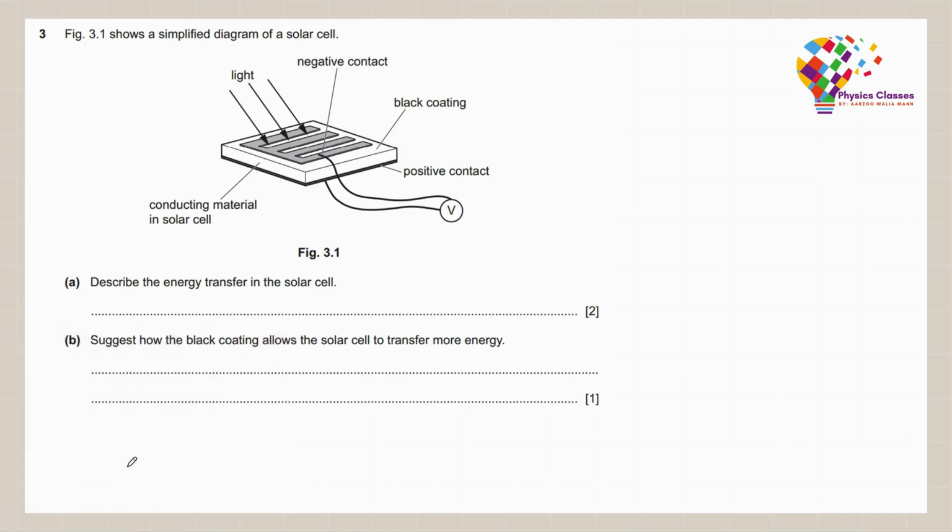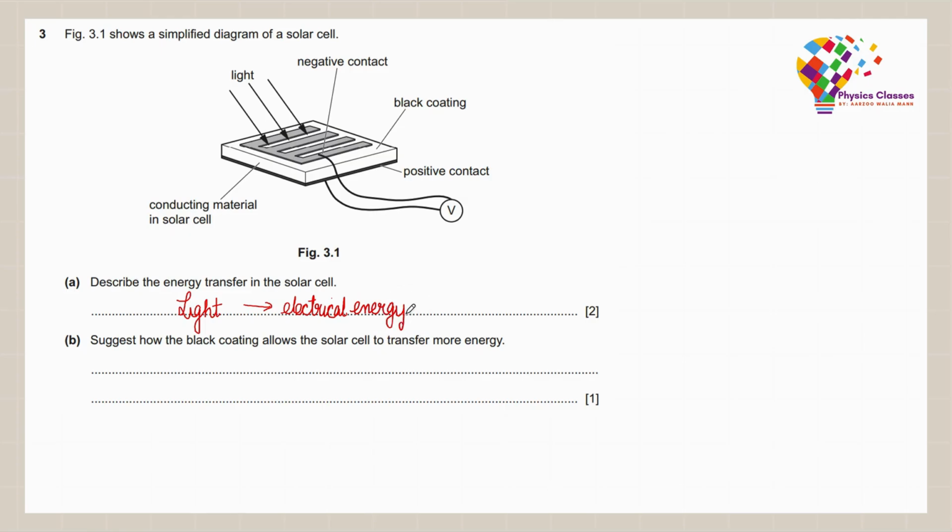Let's start talking about question number 3. Figure 3.1 shows a simplified diagram of a solar cell. Describe the energy transfer in the solar cell. So in the solar cell, the sun's energy, which is the light and the heat energy, is falling on the cell, which is being converted into the electrical energy. So the energy transfer that we are talking about is simply the light energy going into the electrical energy. Or you could also say that it's the electromagnetic energy which is going into the electrical energy in the cell. That's the transformation taking place inside the solar cell.